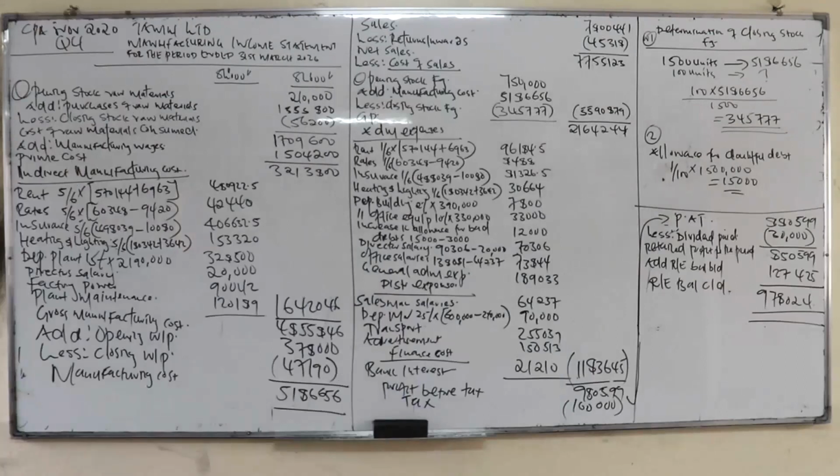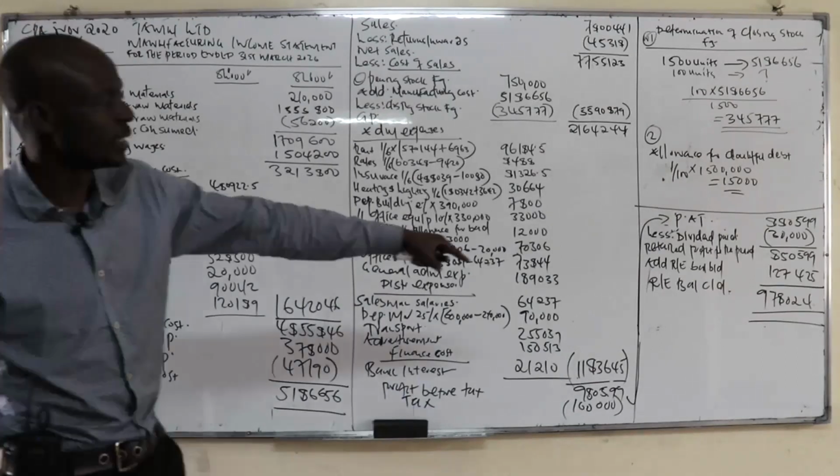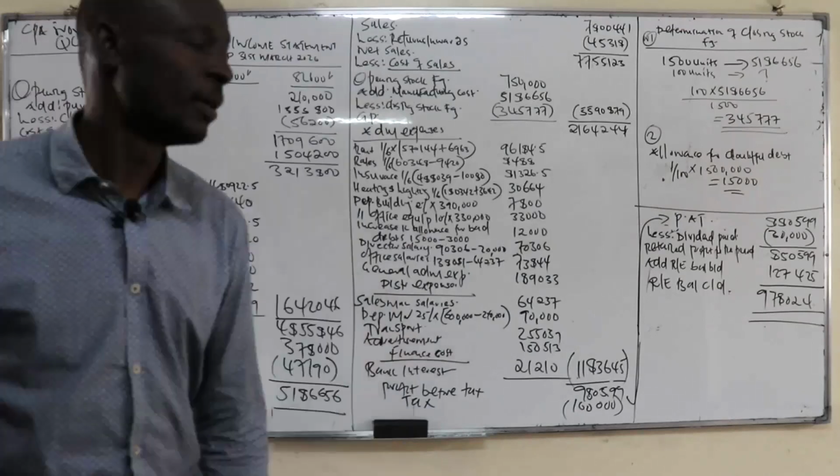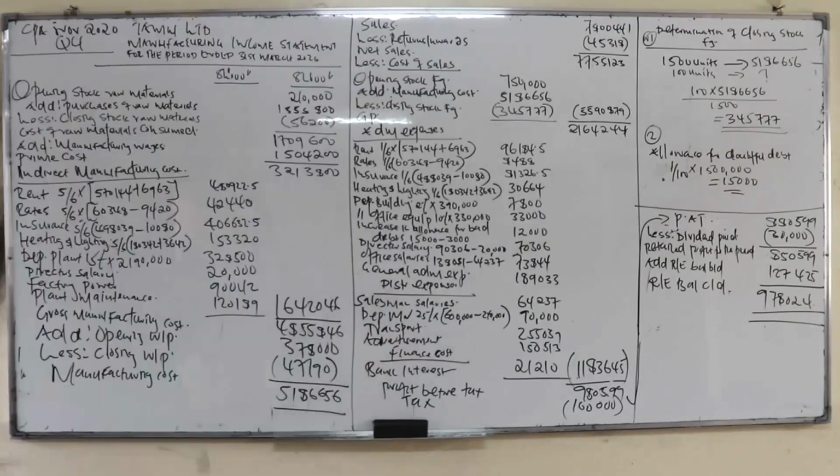So they wanted us to prepare the manufacturing account. This is the manufacturing account. Then the income statement up to that point. Okay? So can we write it down, please? I'm giving you now a chance to write. You have a question? Anyone with a question?